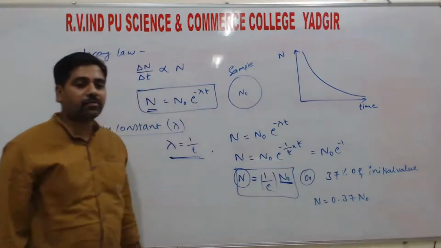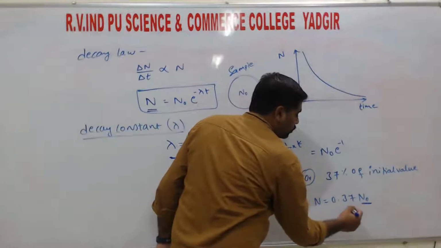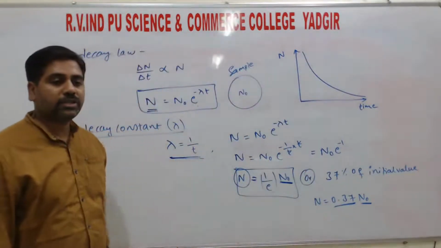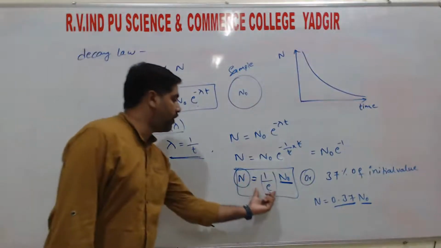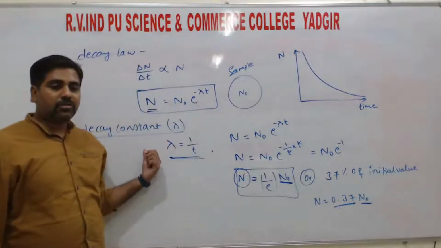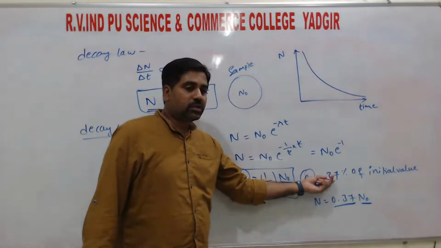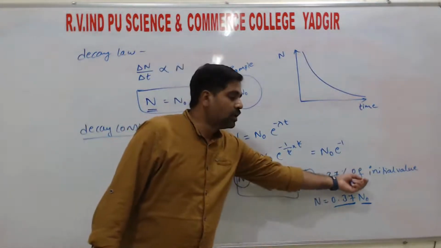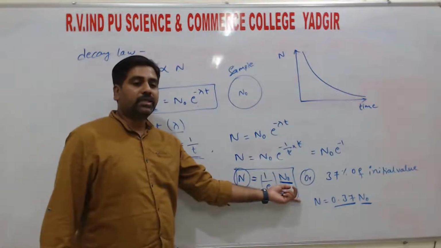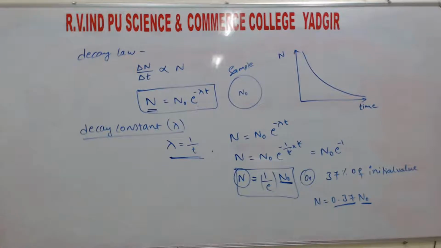If we write it in terms of percentage, the initial value is n naught. So the number of nuclei reduces to 37% of its initial value. So either we can define it like this or like this: when the lambda value is equal to the reciprocal of time, then the number of nuclei reduces to 37% of its initial value, or we can say 1 by e times of its initial value, right? So this is the decay constant.